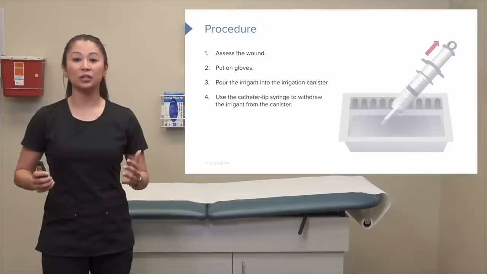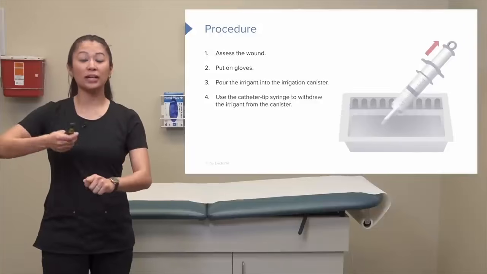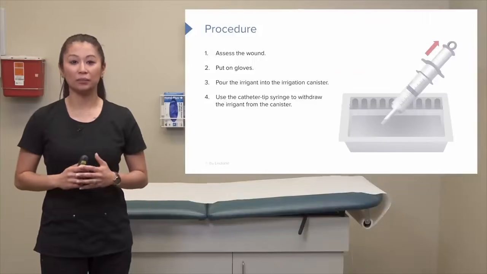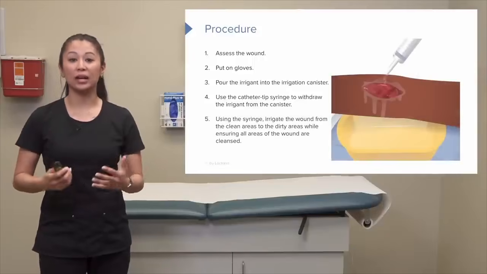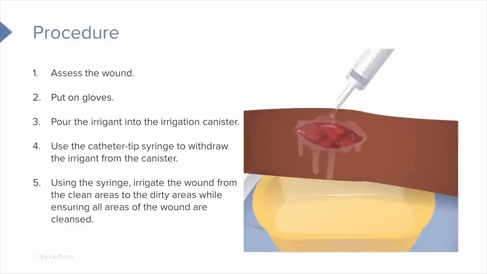Now we're going to take our catheter tip syringe to withdraw the irrigation fluid from the container. We're going to take that syringe and irrigate our wound. Now, if you take a look at this image here, notice that the tip of this syringe is not touching the wound. That's important. Also, keep in mind when we irrigate the wound, you want to go from the clean areas, which is typically the wound bed itself, to the dirty areas until all the areas are cleansed.